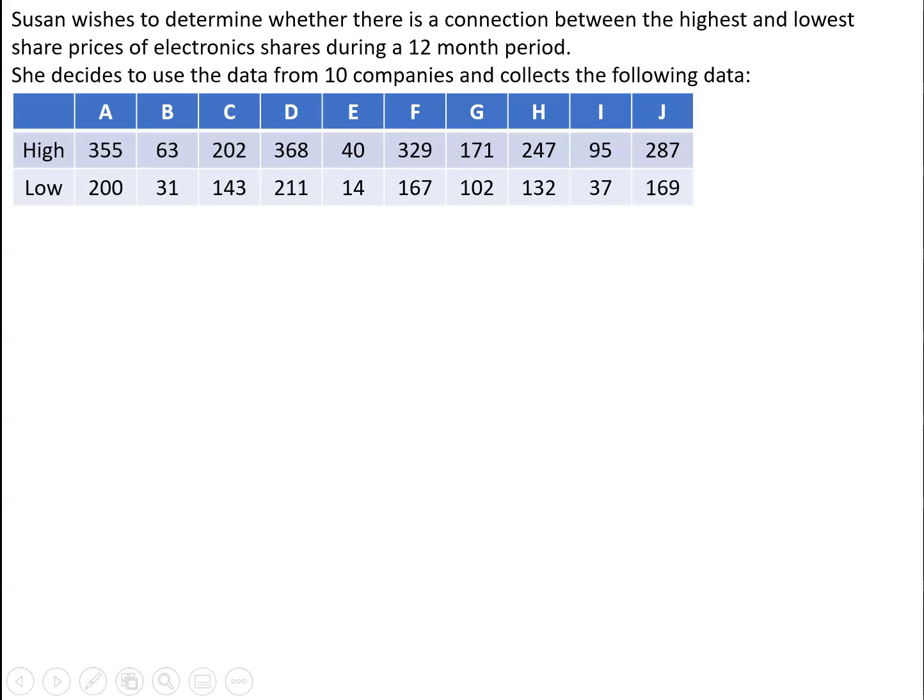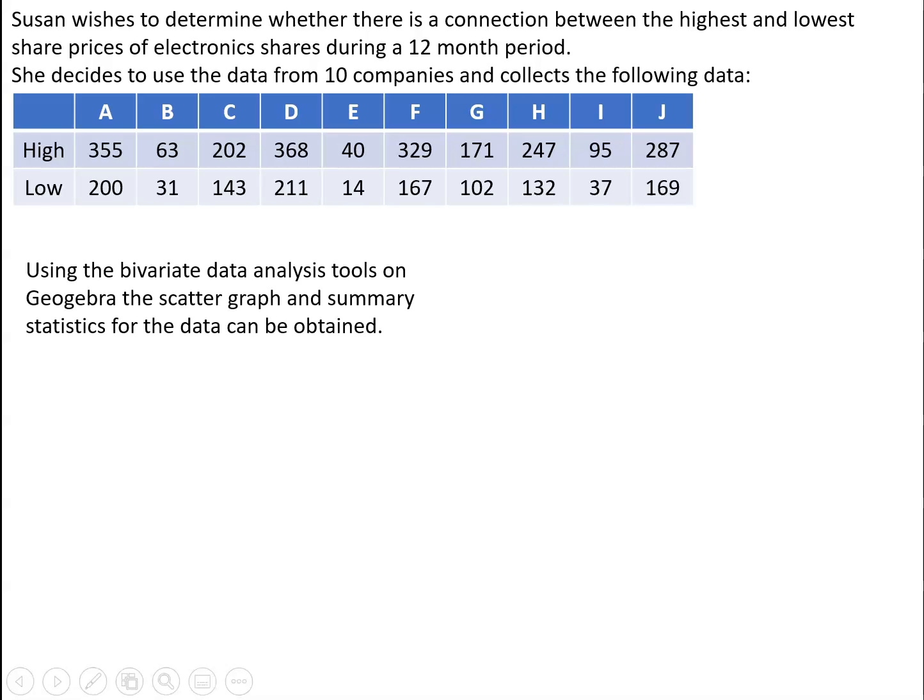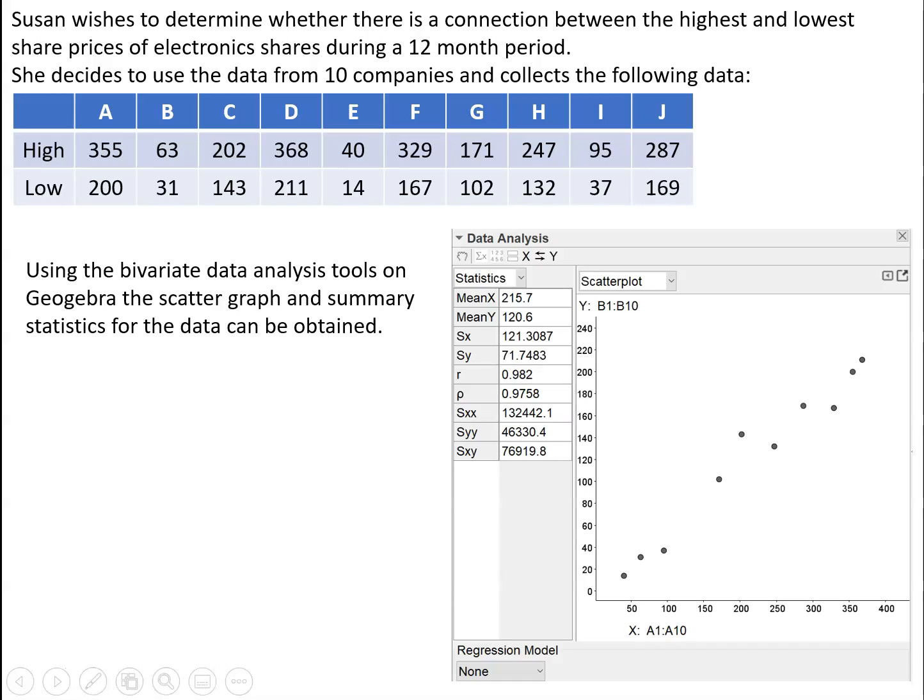In the course of our M2 work, we used GeoGebra to generate a scatter graph and the summary statistics for the data. So we've got the output from GeoGebra showing the scatter diagram for the data together with the summary statistics.